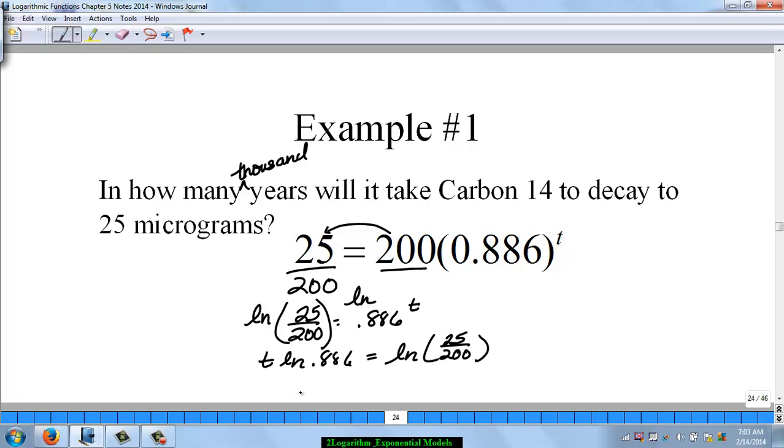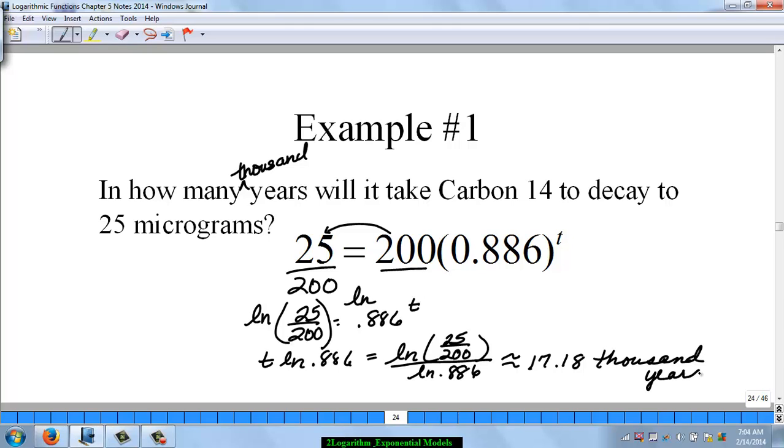And then since these are multiplied together here, to unhook them and get the t isolated, I'm going to divide by ln 0.886. And when I do that, I'm out of room here, and you put that in your calculator, it's going to be roughly about 17.18 thousand years.